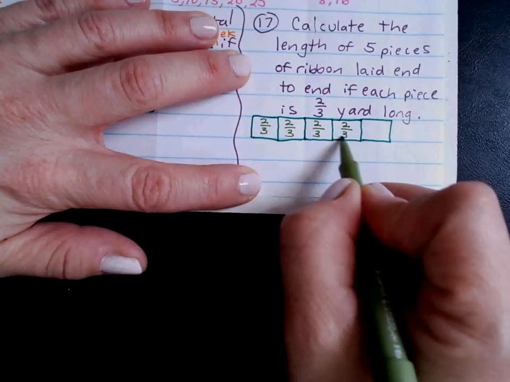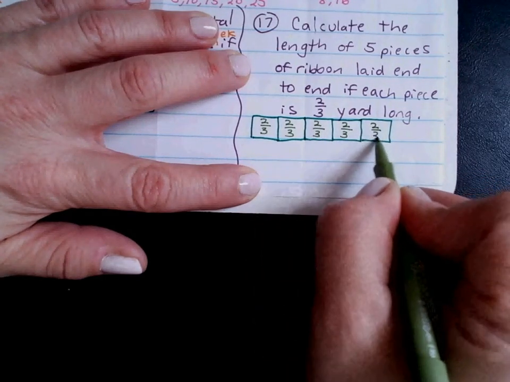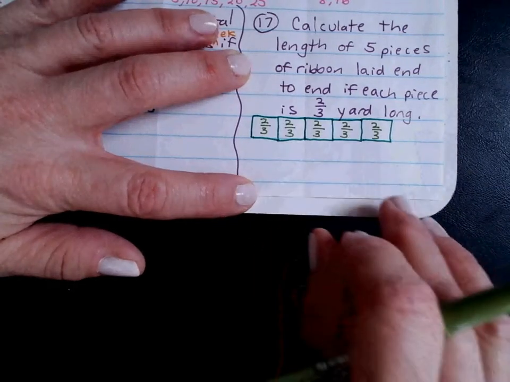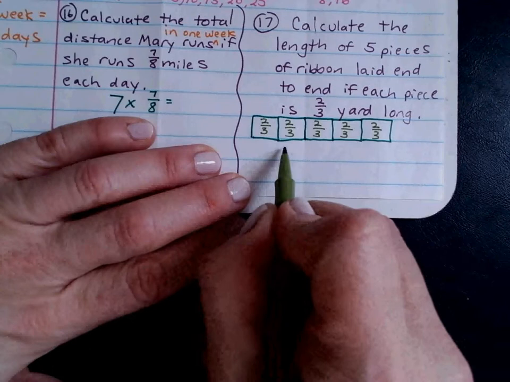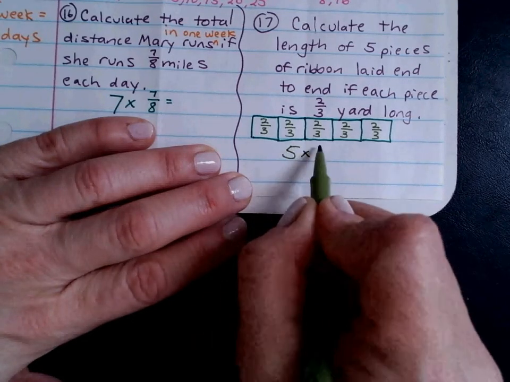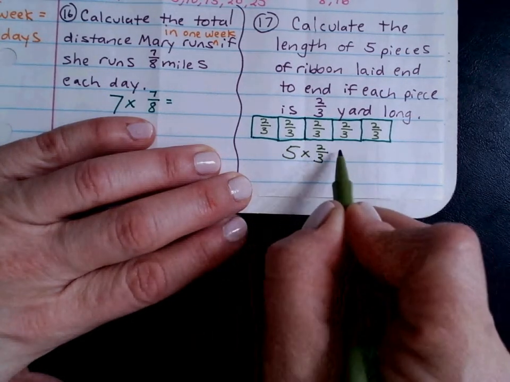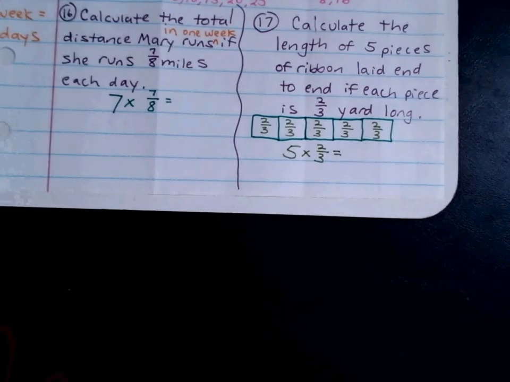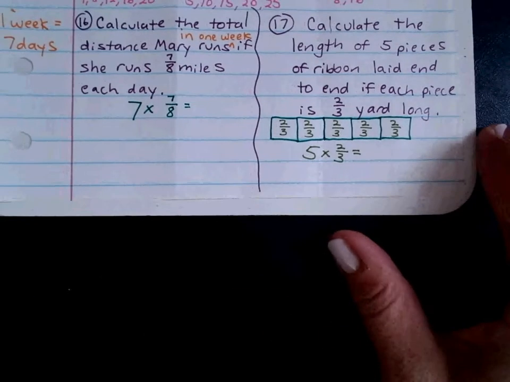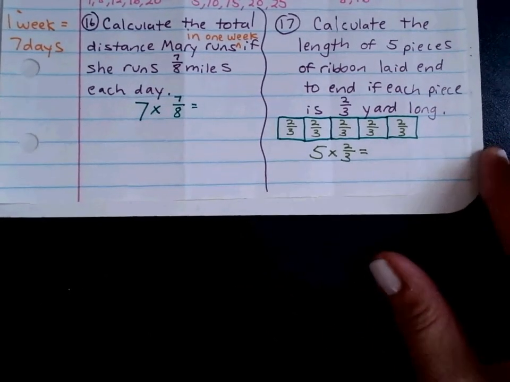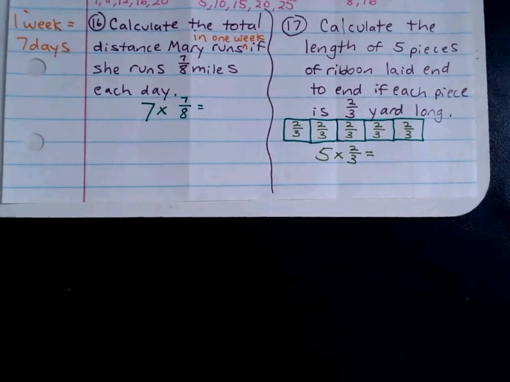So I just wanted to give you a visual representation of what end to end means. It means that you just lay them right next to each other. So here you can see I have 5 pieces and each is 2/3 long. So you'll need to calculate 5 times 2/3. So go ahead and pause the video, and when you're done solving 16 and 17, press play again so you can review your answers.